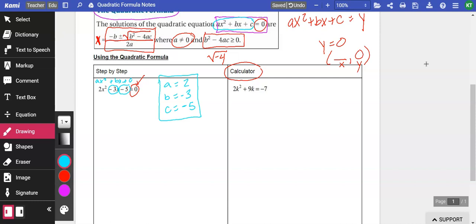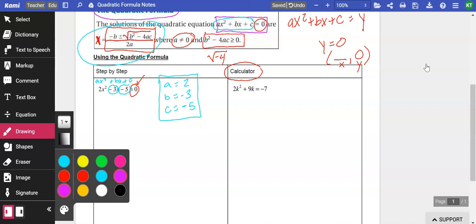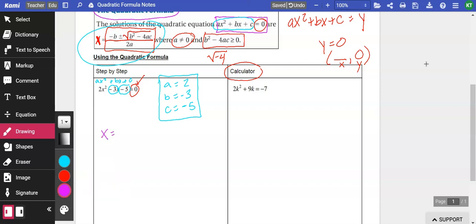Now that we know our values for our variables, we get to plug them into our quadratic formula. So x equals, I'm going to draw the fraction bar first, the opposite of b. Now every time I run into a variable, I'm going to put parentheses and then put the number inside the parentheses. Otherwise, we're going to get some incorrect solutions.